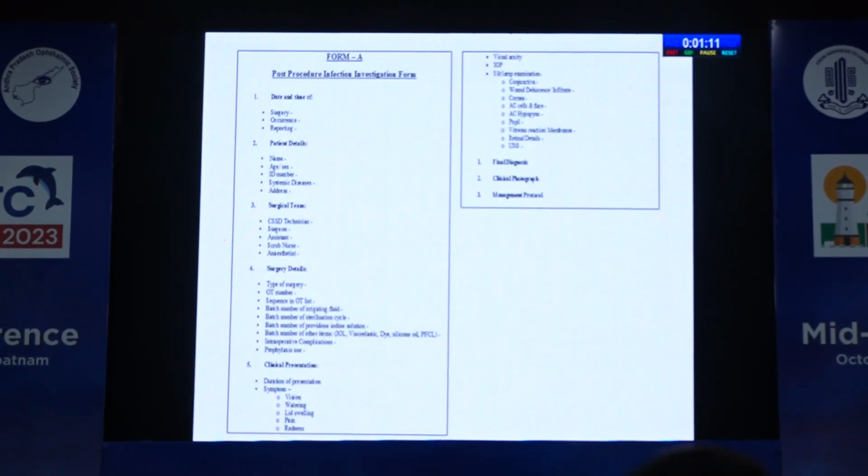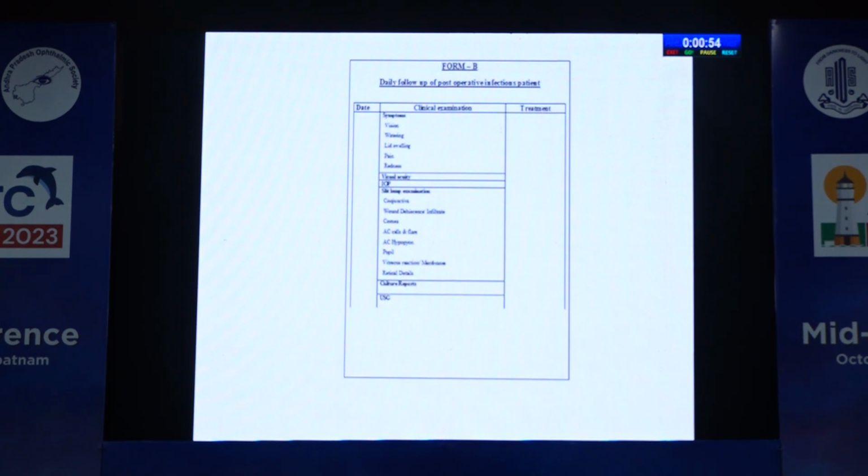So these are the forms which we fill as a part of the post-procedure infection investigation. This is the Form A, in which the presenting features of the patient with infection as well as the details of the procedure, etc. are there. And this is the Form B, in which the daily follow-up of the patient's condition, improvement, medications given, any reports which are coming in, all those things are maintained on a daily basis.